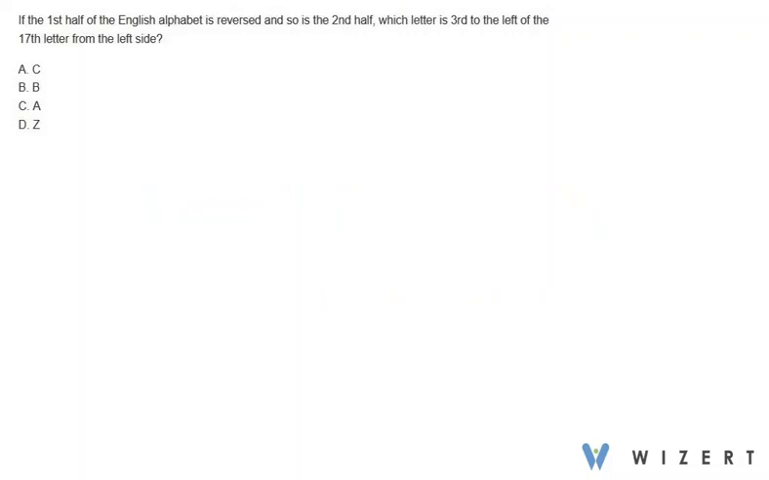We have this question here. If the first half of the English alphabet is reversed and so is the second half, which letter is third to the left of the 17th letter from left side? So let's try to first visualize the ordering of the alphabets.